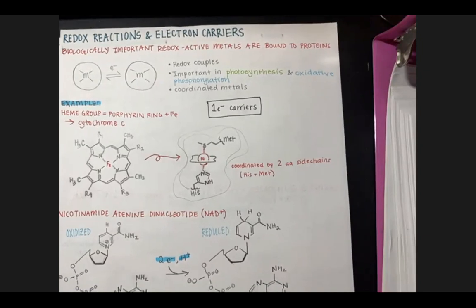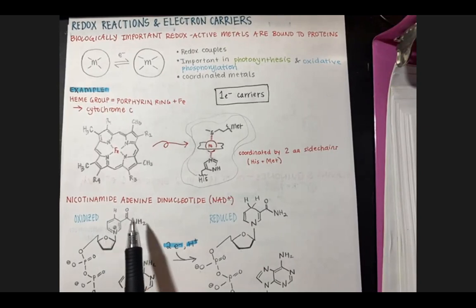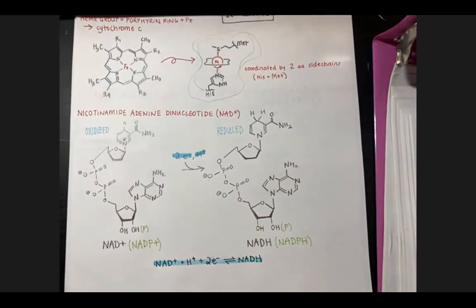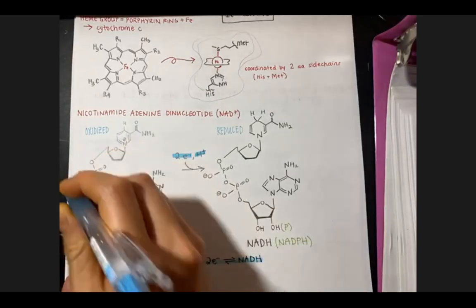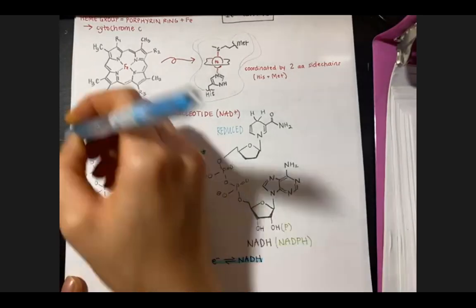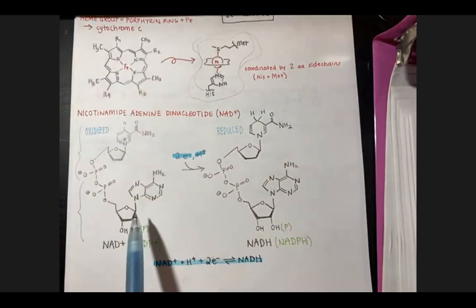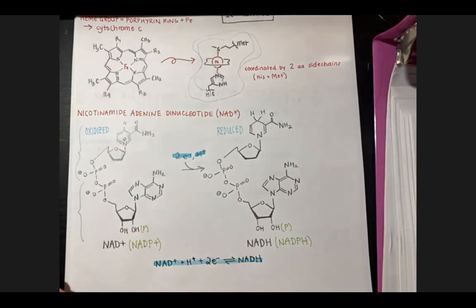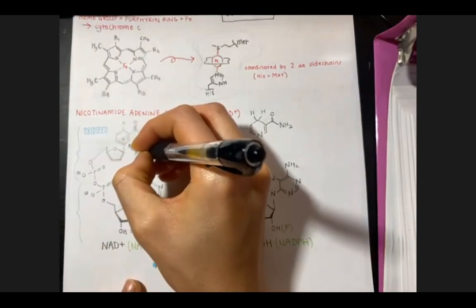Okay. The next group of carriers are nicotinamide adenine dinucleotide, or NAD+. And you can see how it's dinucleotide because you have one nucleotide right here and another nucleotide right here. So this is the adenine monophosphate and the nicotinamide mononucleotide. And this is the redox active part.